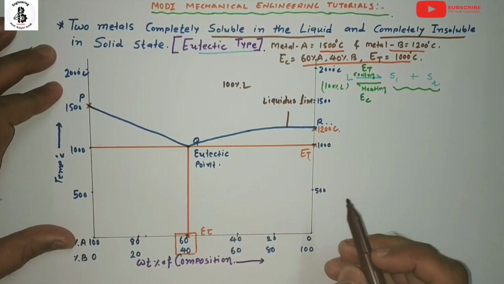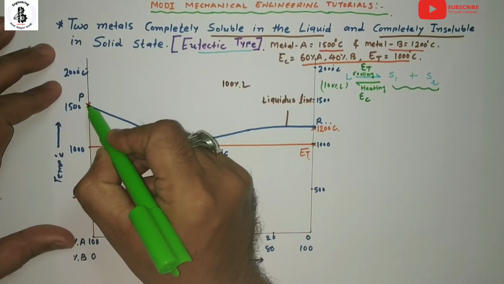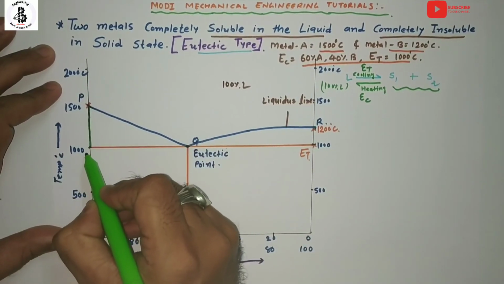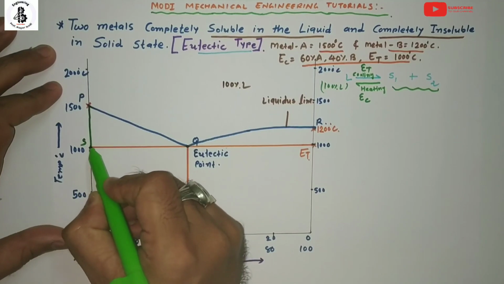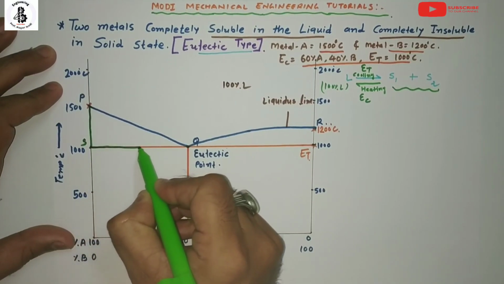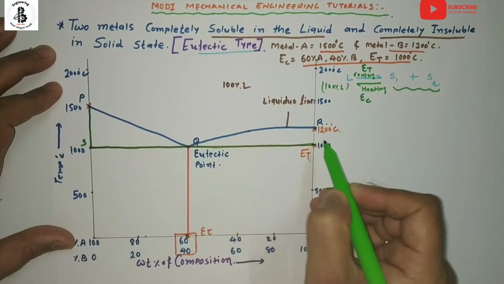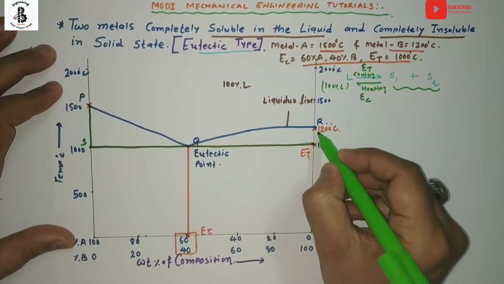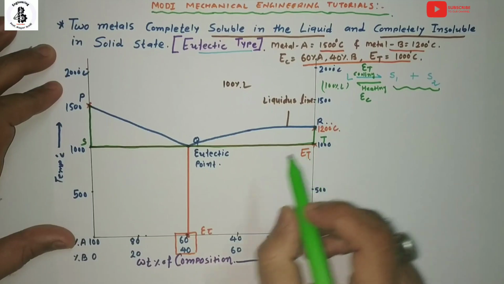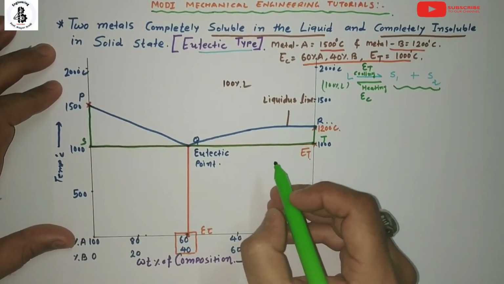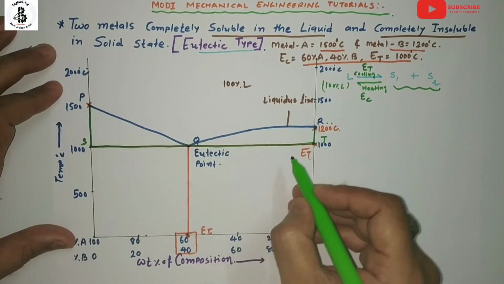And now concentrate on this line. Suppose this point on P is S, then Q, this point is known as the T point, and R. So P, S, Q, T, R. This line is known as a solidus line.